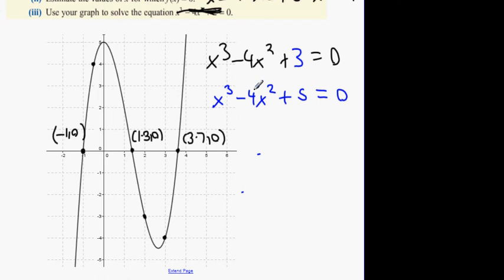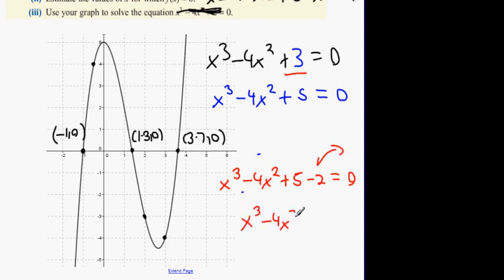That's our graph, yeah? Now, I'm going to modify this graph to look like this: x cubed minus 4x squared plus 5 minus 2. What's plus 5 minus 2 the same as? The 3. When I bring the 2 over the other side, I'm going to get x cubed minus 4x squared plus 5 equals 2.